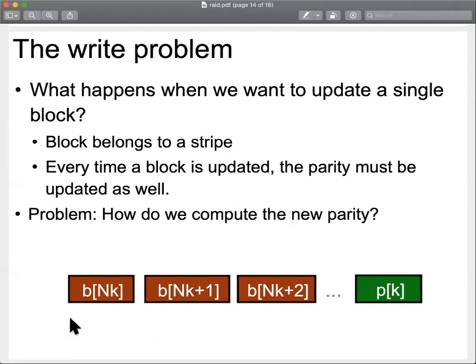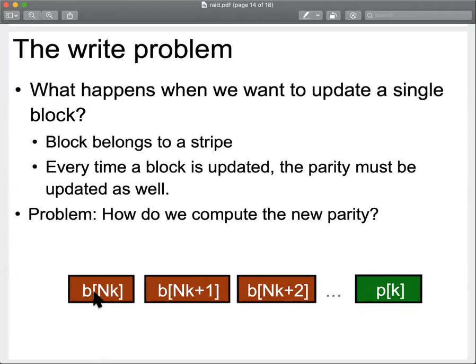Let's say that I am writing to block nk. To recompute pk, I'm updating block nk, so I have to recompute pk. But how do I recompute it? I have to take an XOR of all the other blocks. How do I do an XOR of all the other blocks? I have to read them and then recompute the new parity, and then I have to write the new block and write the new parity.